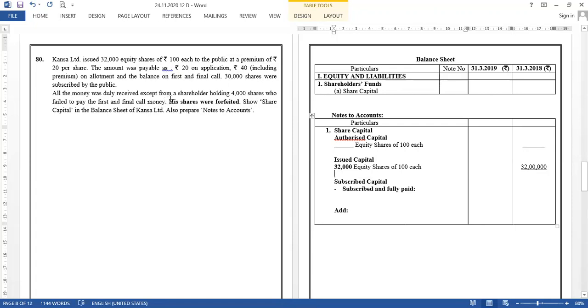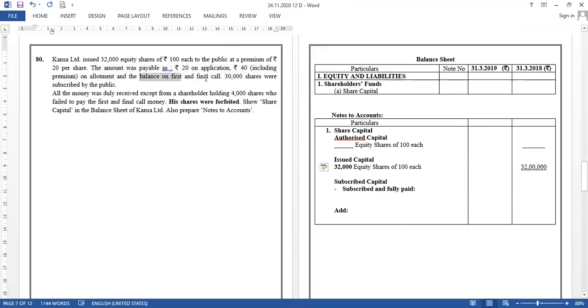100 का share है, 20 premium, total 120. Now your answers, right? Amount payable was 20 on application, 40 including premium on allotment, the balance on first and final call. Can you tell me कि balance on first and final call कितना आएगा? 40. No. 30 each. नहीं, एक ही है. First and final call एक ही है. 60. 60 because share is of 100 each, premium is 20, तो 120 का हुआ ना. Out of 120, 20 on application and 40 including premium has been called. तो 60 का call हो चुका, तो 60 बाकी रह गया. So 60 is the balance on first and final call.